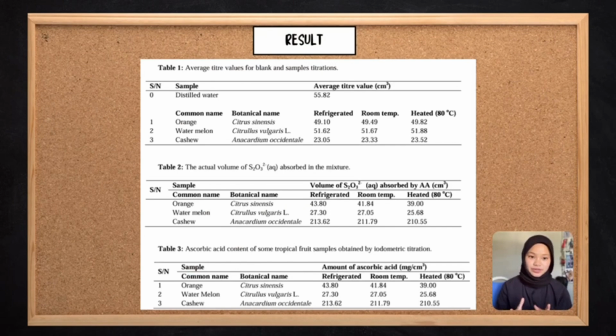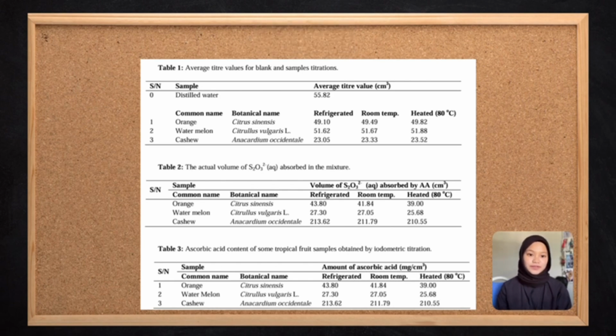As you can see in this result, we have three tables. Table number 1 is average titer value for blank and sample titration. Table number 2 is the actual volume of thiosulfate that is observed in the mixture. And table number 3 is the ascorbic acid content of some tropical fruit samples that were obtained by iodometric titrations. By this result, we find that cashew nuts have the highest vitamin C content, followed by orange and watermelon. Cashew nuts also show the highest ascorbic acid content, while heating the fruits at 80 degrees Celsius resulted in the lowest vitamin C level.